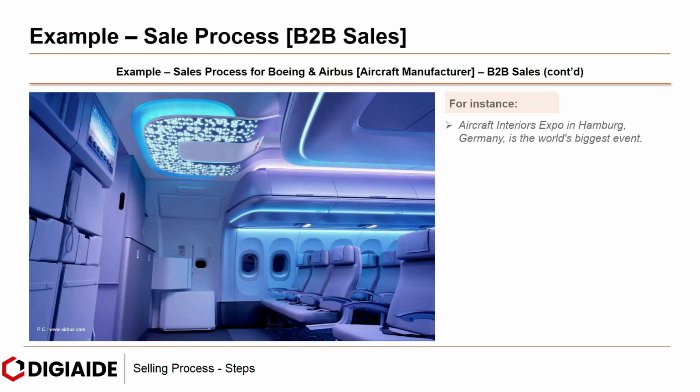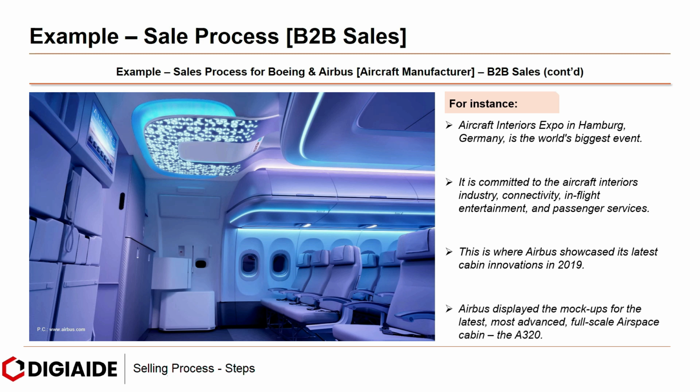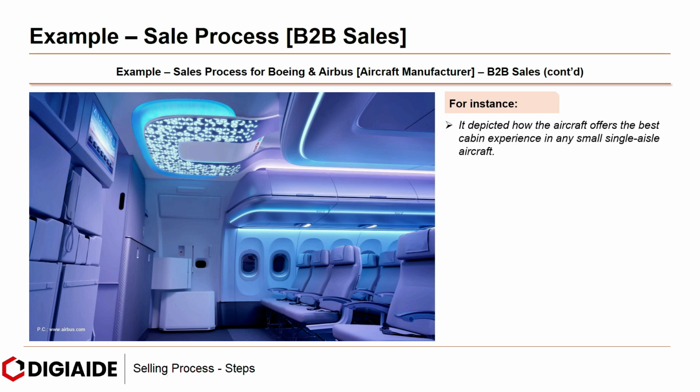For instance, Aircraft Interiors Expo in Hamburg, Germany is the world's biggest event. It is committed to the aircraft interiors industry, connectivity, in-flight entertainment, and passenger services. This is where Airbus showcased its latest cabin innovations in 2019. Airbus displayed the mock-ups for the latest, most advanced, full-scale airspace cabin, the A320. Moving further, it depicted how the aircraft offers the best cabin experience in any small single-aisle aircraft.